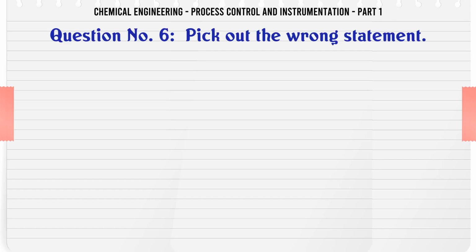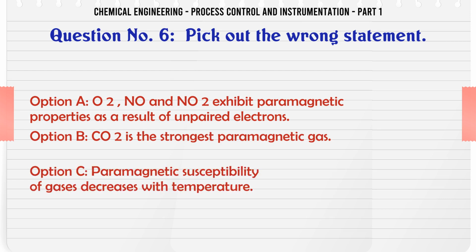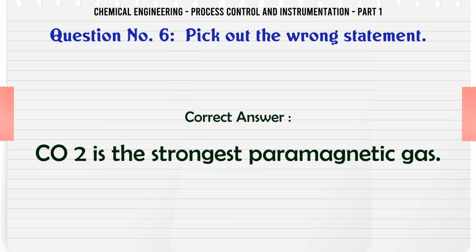Pick out the wrong statement. A. O2 and NO2 exhibit paramagnetic properties as a result of unpaired electrons. B. O2 is the strongest paramagnetic gas. C. Paramagnetic susceptibility of gases decreases with temperature. D. Paramagnetic susceptibility of gases permits the measurement of their concentration. The correct answer is CO2 is the strongest paramagnetic gas.